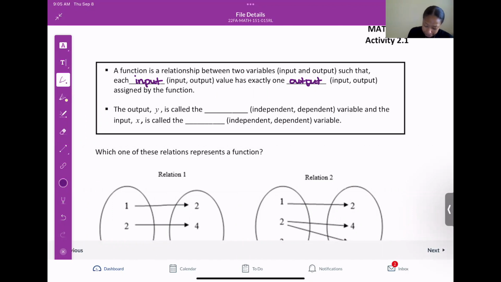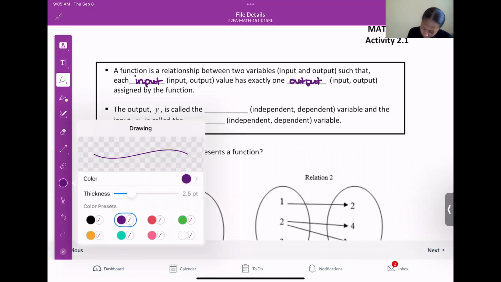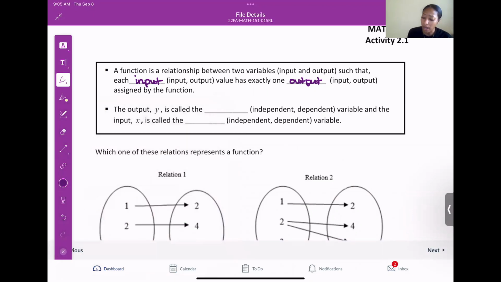The output Y is called the dependent variable, and the input X is called the independent variable. We have dependent for Y and independent for X. Why? Because usually you pick the X value, and whatever the X value is that you choose, Y depends on that. So Y depends on X. Y is dependent, X is independent.